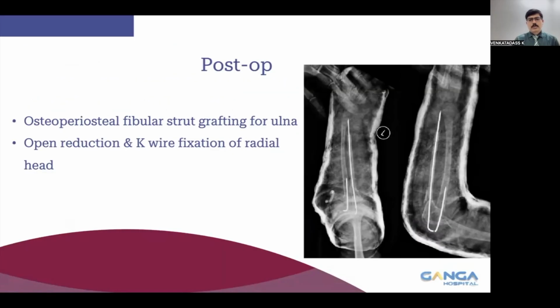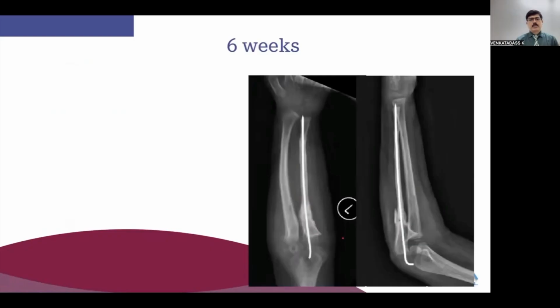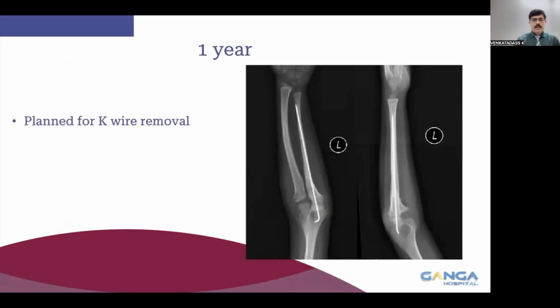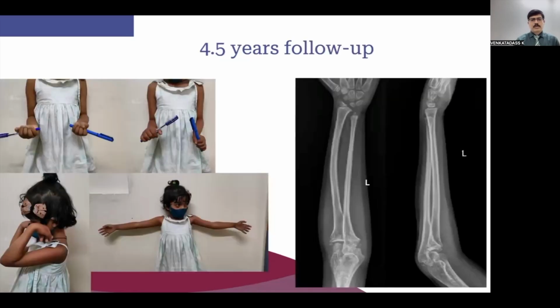So we did an osteoperiosteal fibular strut grafting and reduced the radial head as well and fixed it with a K-wire. At 6 weeks, you can see that it beautifully united both proximally and distally, and the radial head was also in place. This is a 1 year follow-up of the same child. We planned for K-wire removal, and this is a 4.5 year follow-up, which shows a decent outcome compared to where we started. And we do agree that this patient needs to be followed till skeletal maturity.